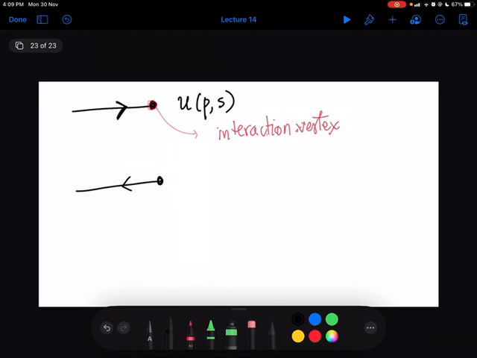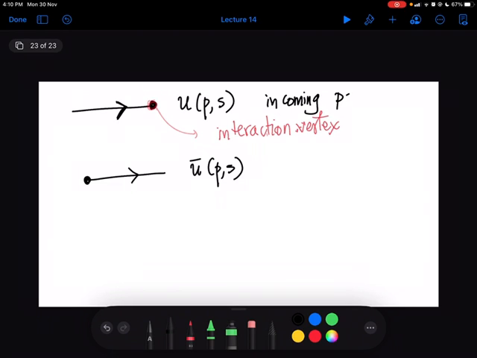Now the same thing if it is outgoing. From the vertex, if it is, okay, I drew it wrong. If it is an outgoing particle, it is represented by u bar. This is an incoming particle, and this is an outgoing particle.